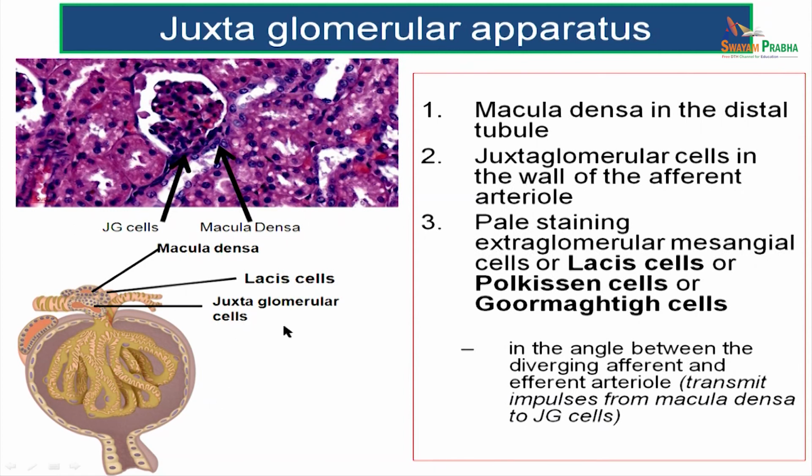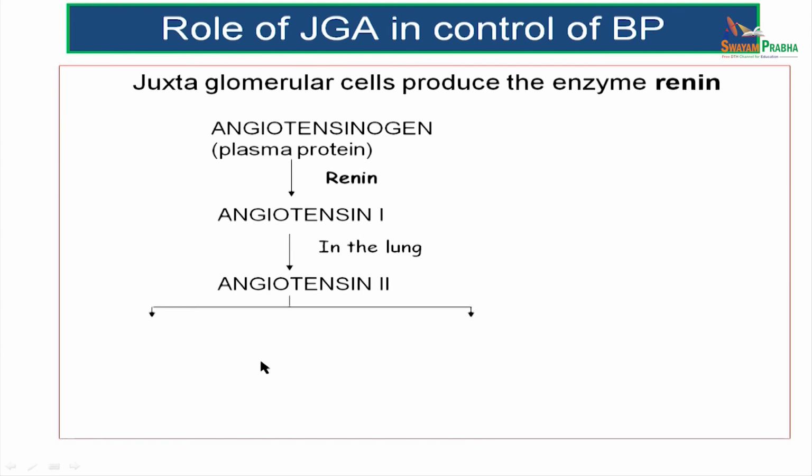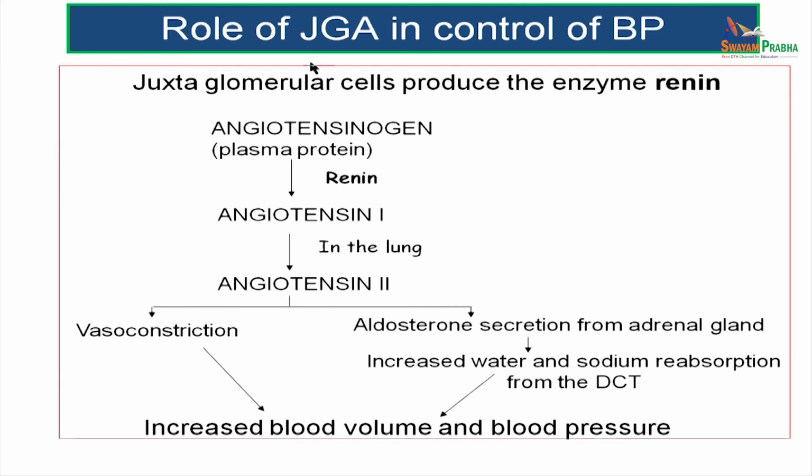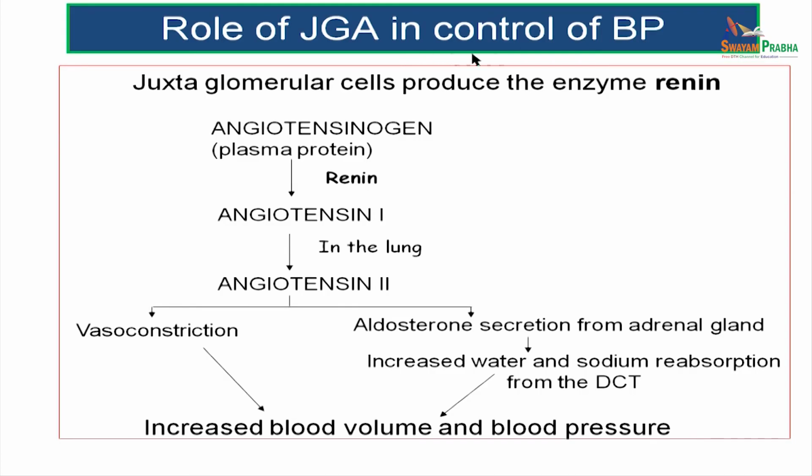Having understood the histological structure of the juxtaglomerular apparatus, now I am going to tell you the role of juxtaglomerular apparatus in control of BP. Why should you read in detail about the juxtaglomerular apparatus, its histological structure? It is because juxtaglomerular apparatus is going to serve as both a baroreceptor and as a chemoreceptor. Let us look at the role of JGA in control of blood pressure.